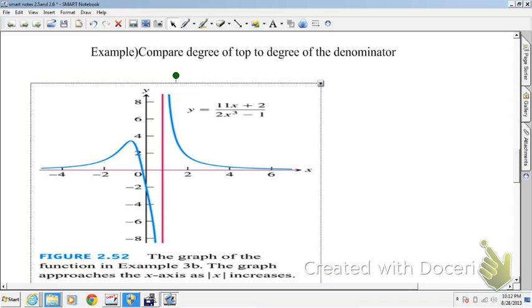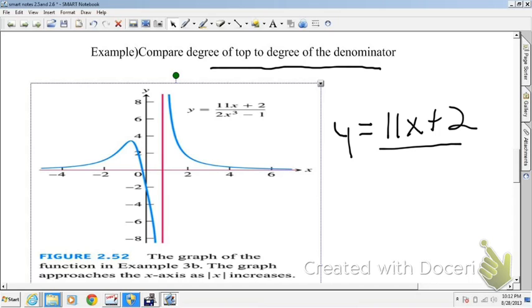Okay, in this next example, it says compare the degree of the top to the degree of the denominator. So I'm going to rewrite the function here so you can see it. y equals 11x plus 2 over 2x cubed minus 1. In the last example we did, the degree of the numerator and the degree of the denominator were the same, so the horizontal asymptote ended up being the ratio of the leading coefficients.